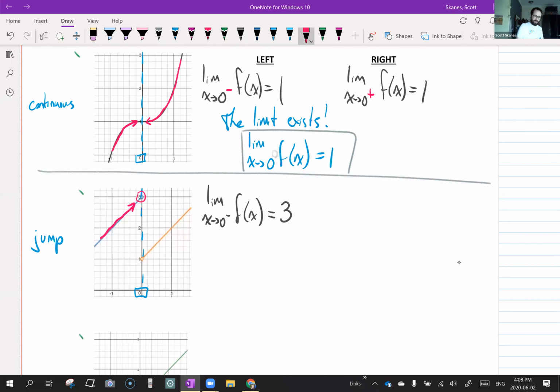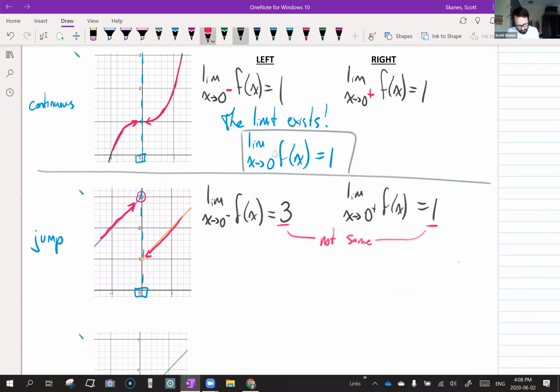But if you're on the right side of this function, you have a totally different perspective. You can say without any shadow of a doubt that the limit is going to be 1. And you're both right, but you're on different sides of the function. And if you don't agree, it means it doesn't have a limit. So these numbers, they're not the same, obviously. You can see that much, I'm sure.